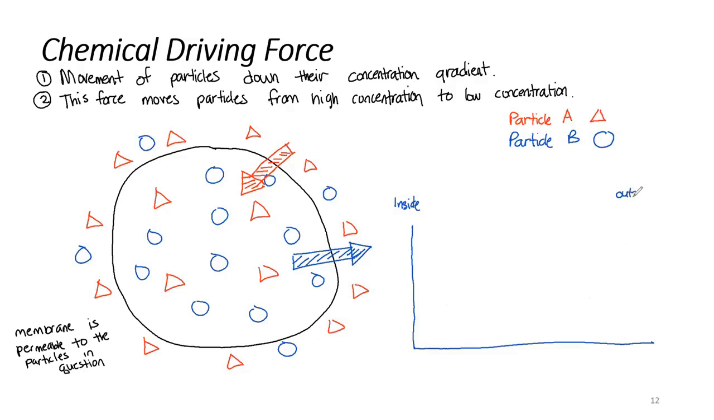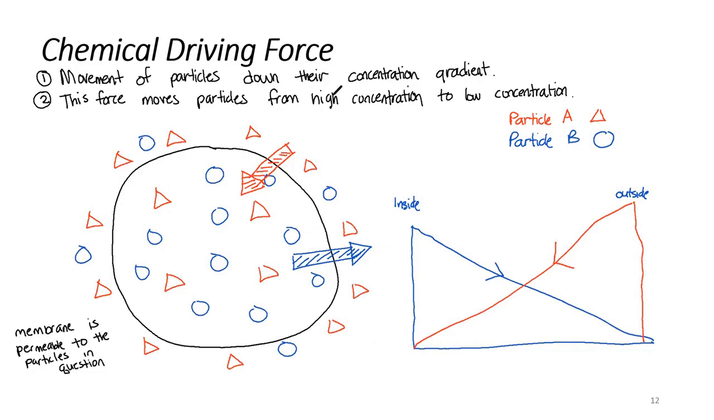Outside, it's at a lower concentration. And so this is what we mean by it's moving down its concentration gradient. Okay. And then we can also plot particle A here as well. So particle A is at a higher concentration outside and a lower concentration inside. And so it too is moving down its concentration gradient from outside to inside. Okay.